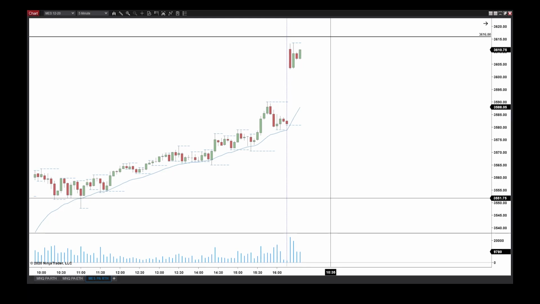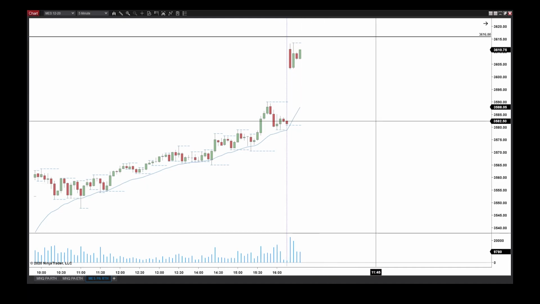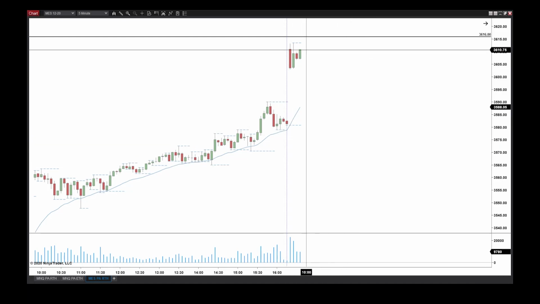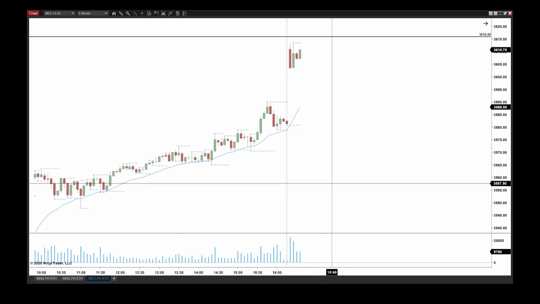Got a nice strong bull bar back to the upside, but realistically, it's all still inside that one bigger bull bar. It hasn't moved outside of this. So as long as we're still stuck inside here, nobody really wants to do anything. And even though this bull bar is closing so strong, we can see that in the volume. Look how low the volume is. Nobody's doing anything. There's nothing really to do in this situation, but wait.